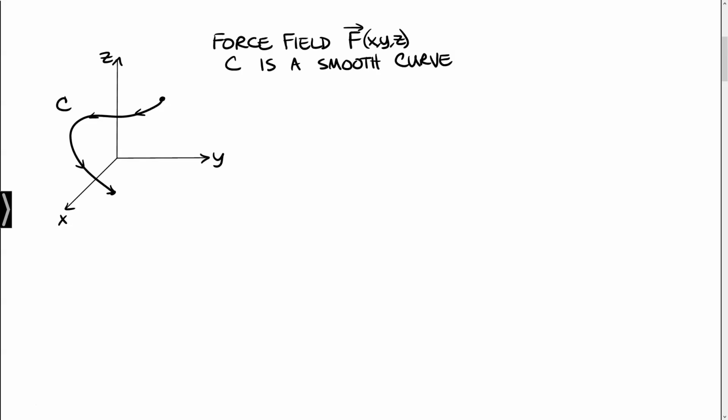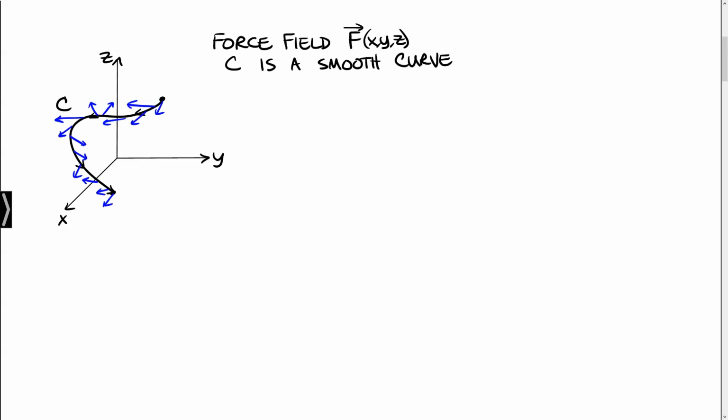So let's say that we have a force field, big F, and this is acting along a smooth curve C in this direction. Now, for line integrals of vector fields, the direction, in other words, the orientation, matters. So this is different than the line integral of a scalar that we were looking at before. With the line integral of a scalar field with respect to arc length, the orientation didn't matter. If you went in one direction, you would get the same result as if you went in the other. That's not the case for a vector field. It's going to make a difference which direction we go in.